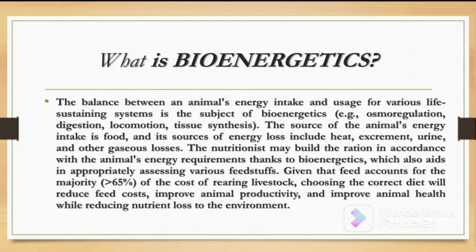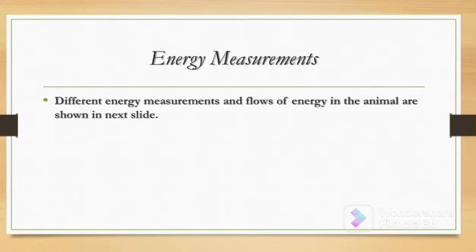1 calorie is the amount of heat required to raise the temperature of 1 gram of water by 1 degree Celsius from 15.5 degrees Celsius to 16.5 degrees Celsius. 1000 calories is 1 kilocalorie, and 1 kilocalorie is 4.184 joules. For practical purposes, kilocalorie is commonly used in ration formulation and in expressing caloric value of feeds. Energy measurements. Different energy measurements and flow of energy in the animal are shown in the next slide.